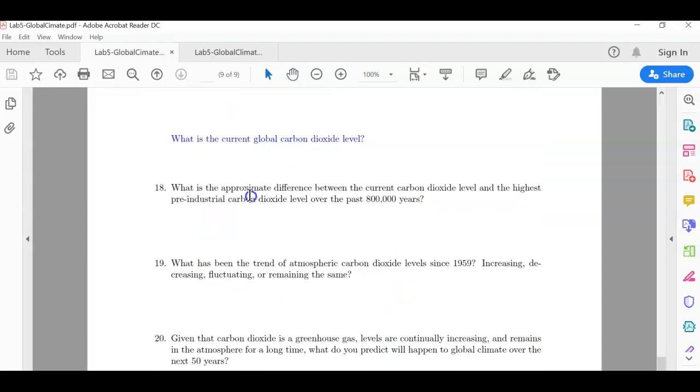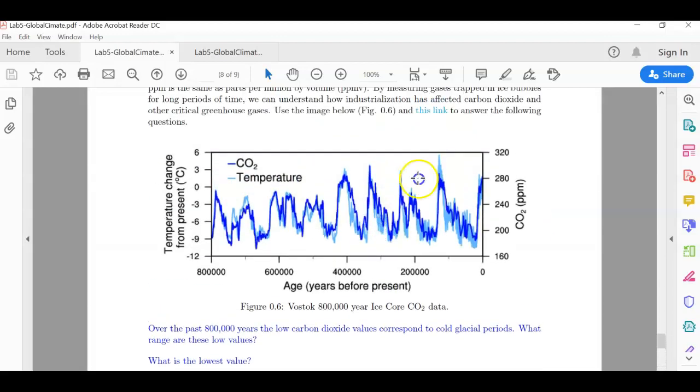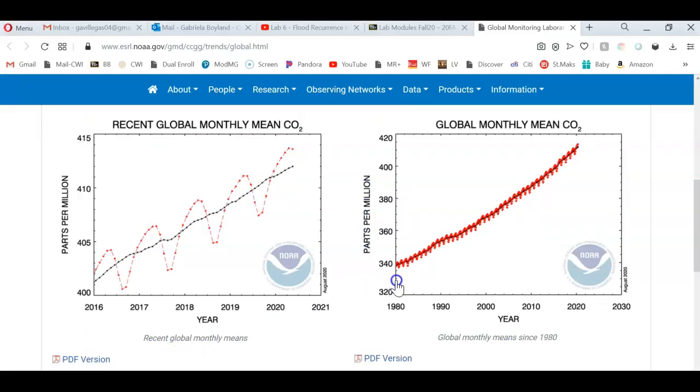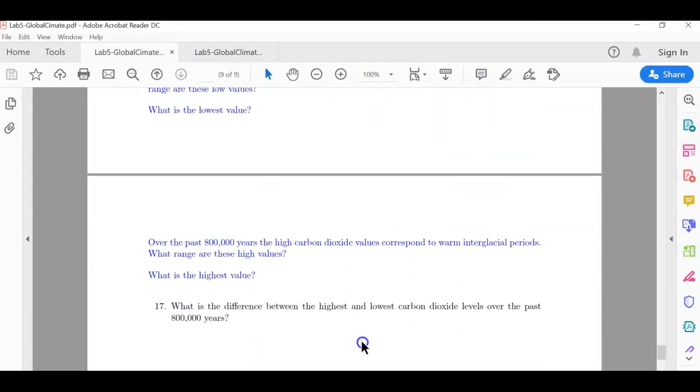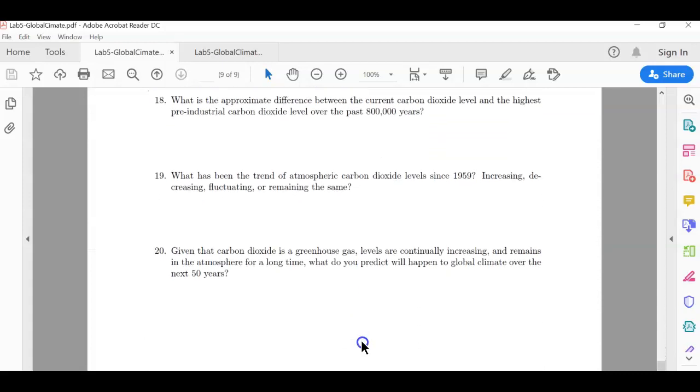So what is the approximate difference between the current carbon dioxide level and the highest pre-industrial carbon dioxide level over the past 800,000 years? I'll let you think about that again, just by looking at the highest peaks that you have within the graph, and by looking at the two graphs from the link that was added there in the PDF. Okay.